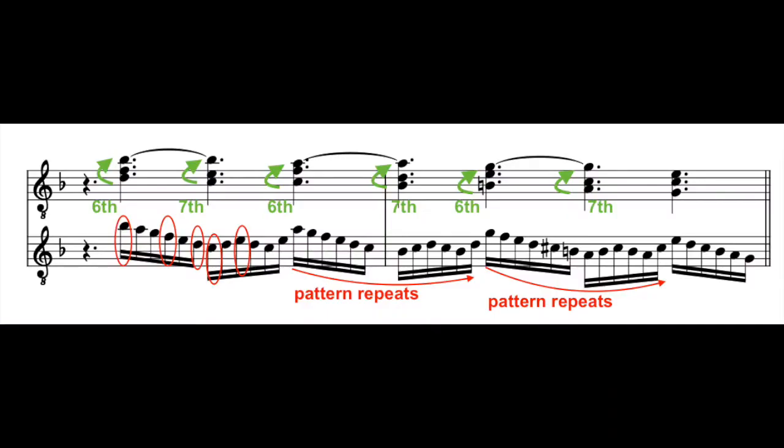So now we have, as intervals above the bass, a sixth, and it's held over to be a seventh, and then it resolves to a sixth, and then it's held over to be a seventh, resolving to a sixth, held to a seventh, resolved to a sixth, and then the pattern changes. So that's the 7-6 schema.